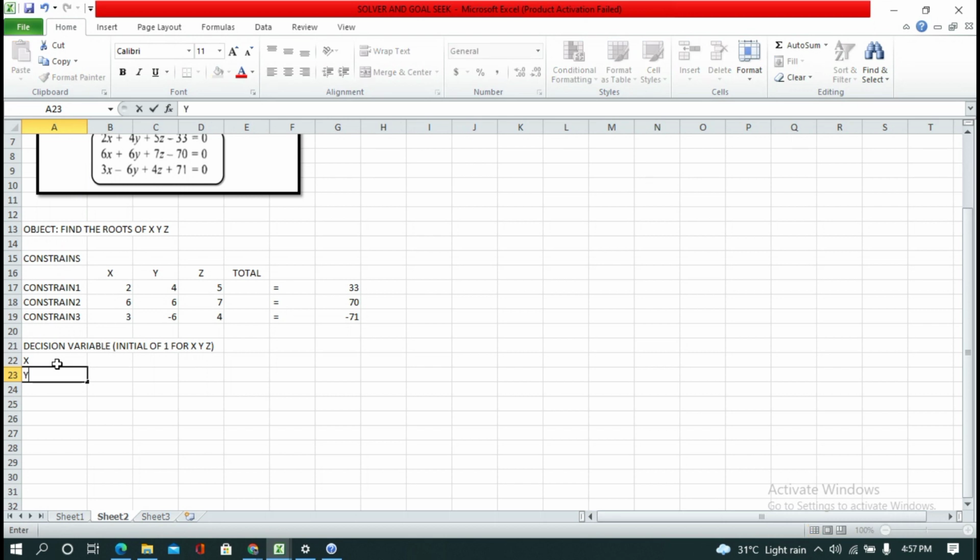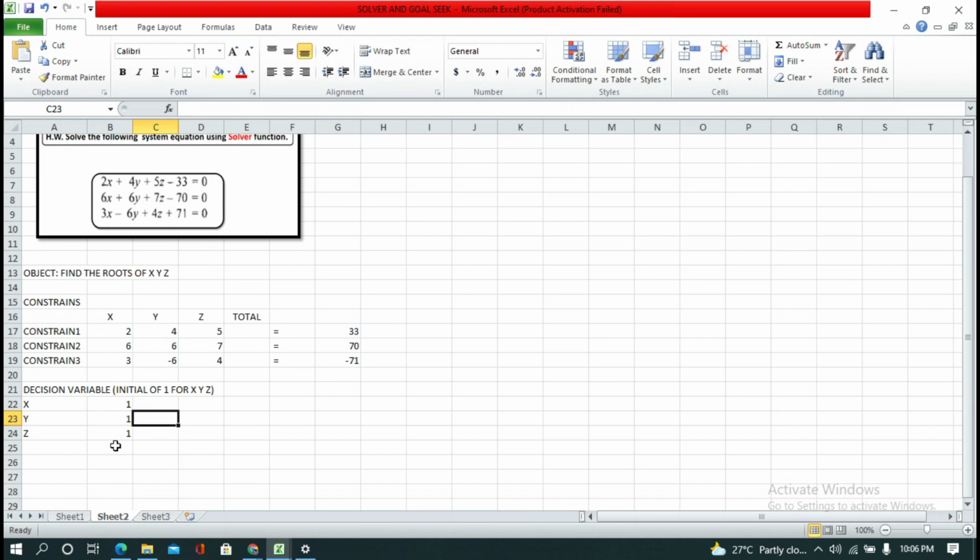X, y, and z. So we set this for 1 and 1 and 1. So after inputting the initial values for x, y, and z, for the total in here, we need to evaluate these three equations by the given initial value of 1.